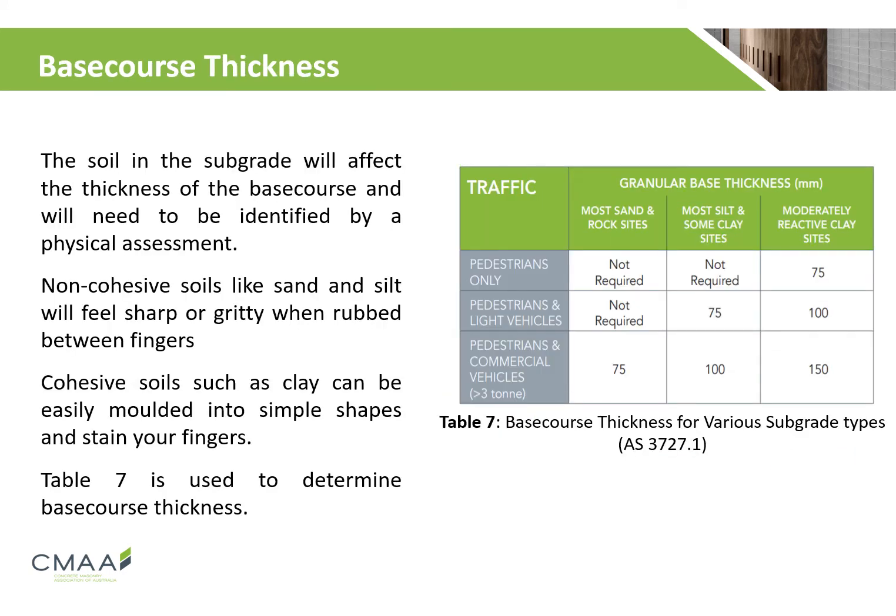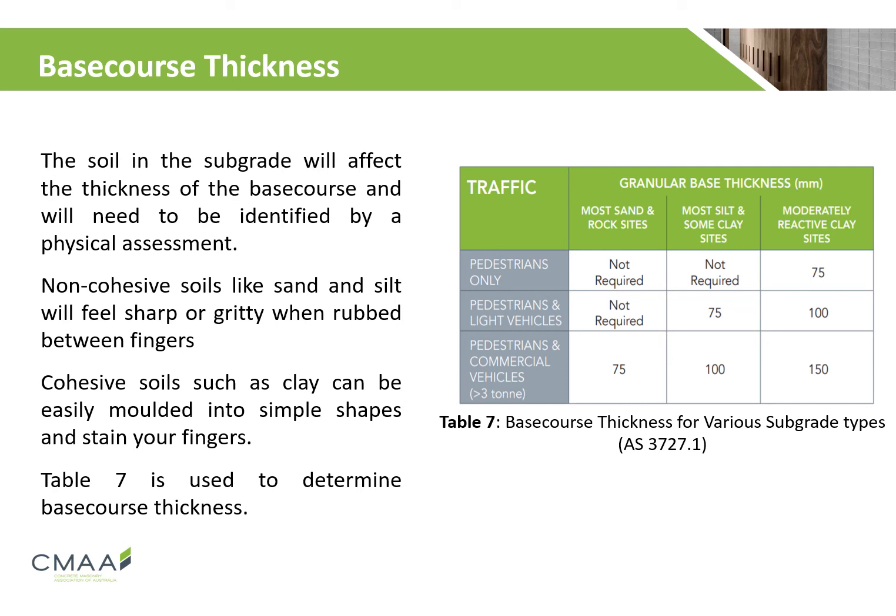The soil in the subgrade will play a crucial role in determining the thickness of the Basecourse required, and will need to be identified by a physical assessment. Non-cohesive soils like sand and silt will feel sharp or gritty when rubbed between fingers, whereas cohesive soils such as clay can be easily molded into shapes and will stain your fingers when rubbed.